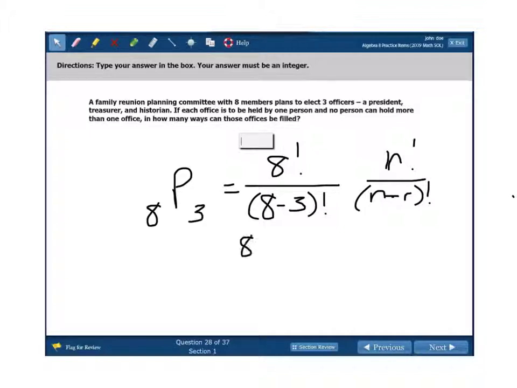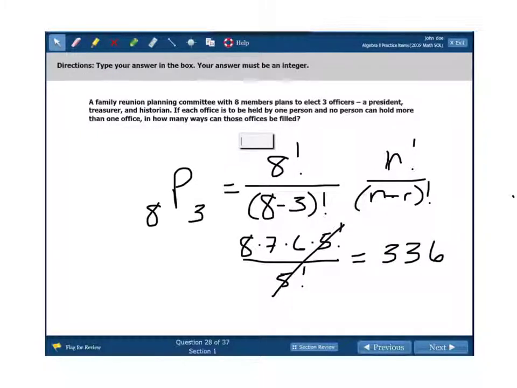So 8 factorial is 8 times 7 times 6 times 5 times 4 times 3, but that's 5 factorial. 5 times 4 times 3 times 2 times 1. And this is 5 factorial in the denominator, and those cancel. So 8 times 7 times 6. And just double checking, I think I know what that is. When you do problems like this a lot, that's something that comes up. 8 times 7 times 6, 336. And that is the correct answer.